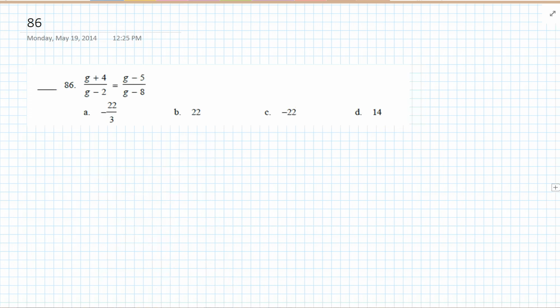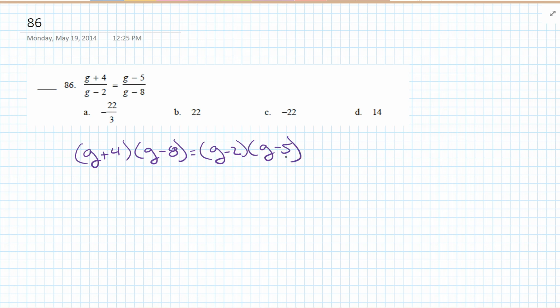86. G plus 4 over G minus 2 equals G minus 5 over G minus 8. Let's cross multiply. So I'm going to get G plus 4 times G minus 8 equals G minus 2 times G minus 5. Okay, we're going to distribute the terms. So I'm going to get G squared minus 4G minus 32 equals G squared minus 7G plus 10.